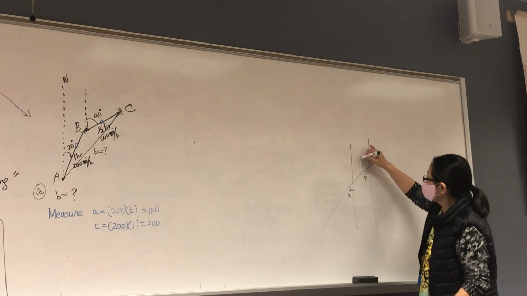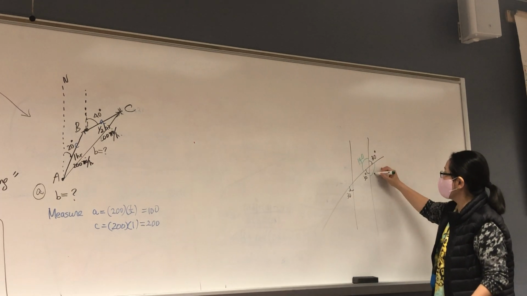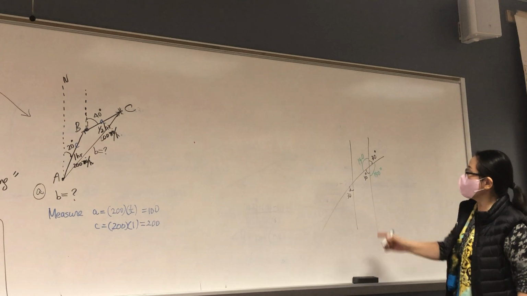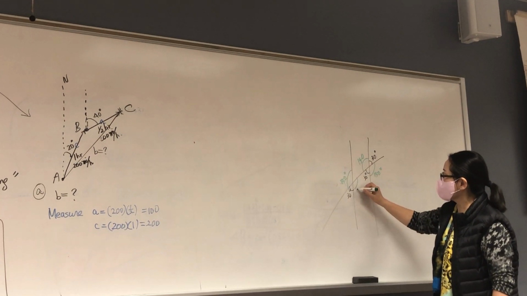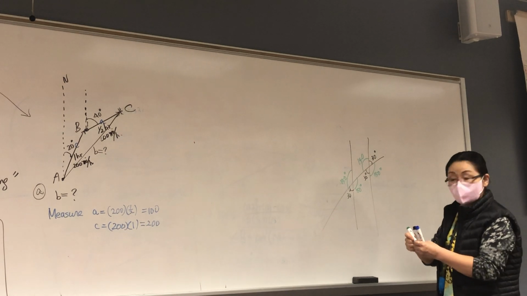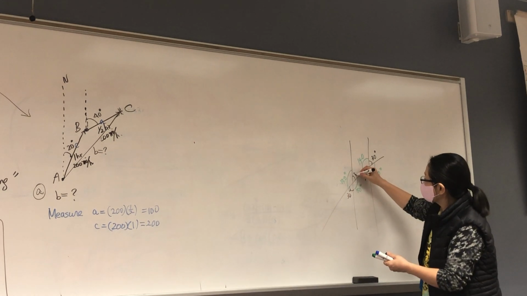150. Yeah, 150. Where is 150? This is 150, am I right? Yes. And where is the other 150? Here is 150, am I right? Yes, here is also 150, yes? And this is also 30, yeah?